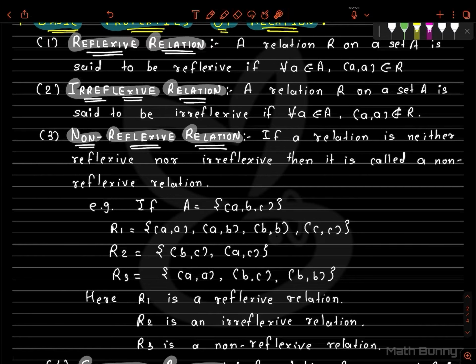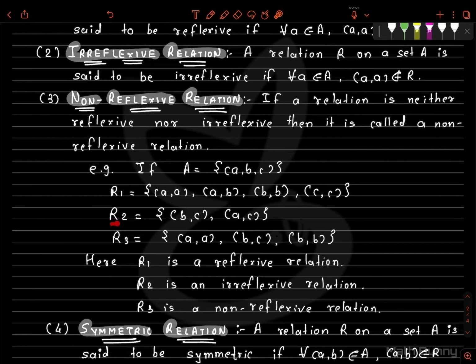The second one is irreflexive relation. A relation is said to be irreflexive if for all a belongs to A, (a, a) does not belong to R. If no (a, a) type of element is present in the relation, then it is called irreflexive relation. For example, R2 is {(b,c), (a,c)}. Here you can see no (a, a) type of element is present in R2. So, this is called irreflexive relation.